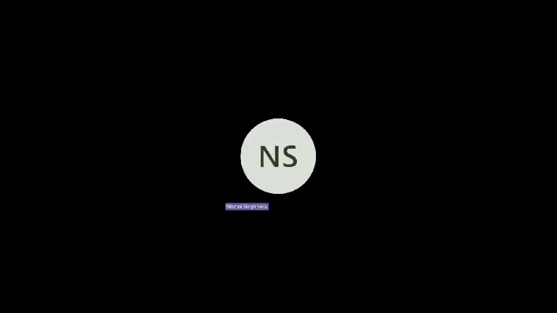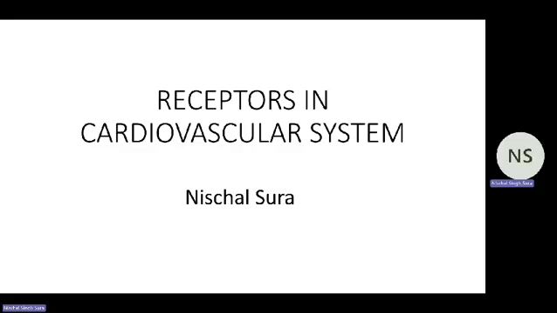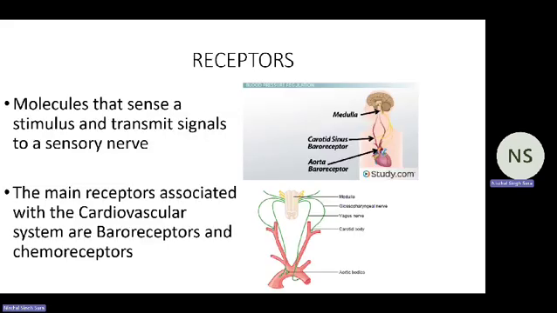So hi guys, we'll be continuing with cardiovascular physiology, and the next topic is receptors in the cardiovascular system. So first we need to understand what receptors are exactly. Receptors are molecules that sense a stimulus and transmit those signals to a sensory nerve, and this causes some kind of changes to occur in the body.